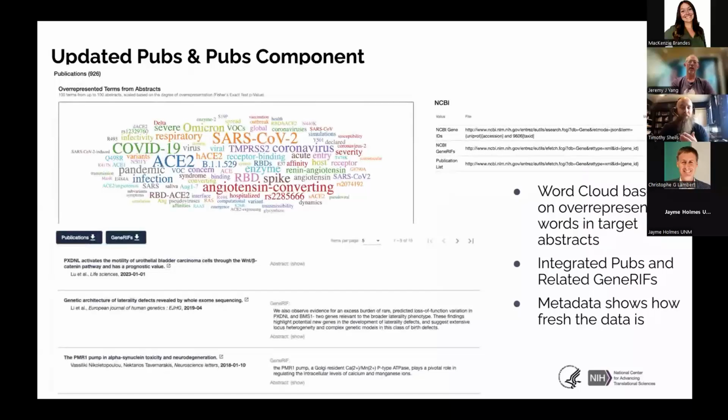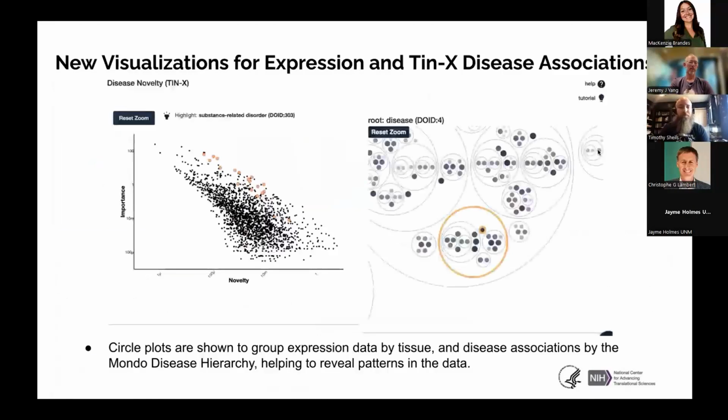We also updated some of the publication components. So we've got our word cloud, an improved publication view. You can download publications associated with the target or the GeneRIFs associated with them. And then it'll also show you how recently this information was downloaded.